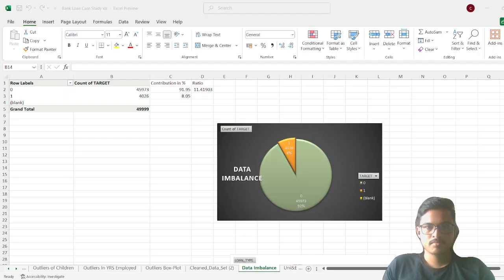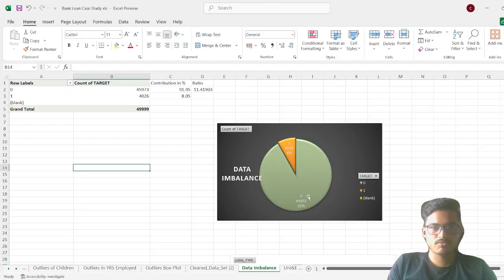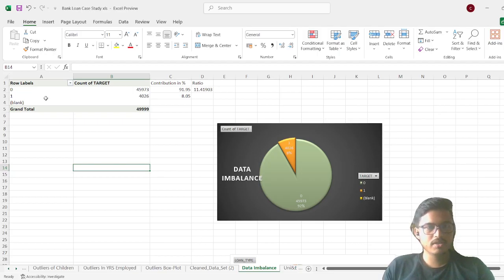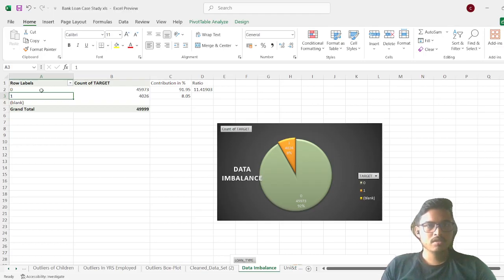Okay, the Excel is now working very well. So we have used a pivot table here, one of the Excel advanced features. In that, we dropped the target in the rows and also the target in the values. Then we used the pie chart to represent this.